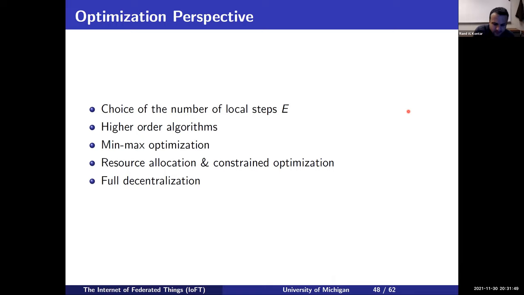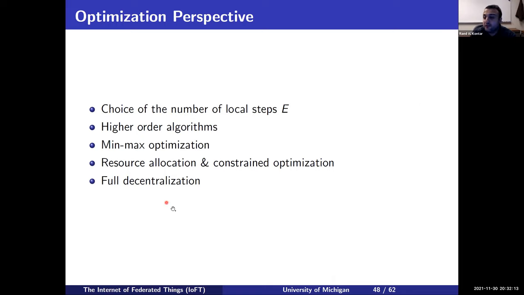How to do min-max optimization in such a situation? In fact, many of the deep and of the fairness formulations can be formulated as min-max methods. How to extend those to federated settings? Then resources: how to add resources? Resources can actually be posed as constraints on my objective. But how do I decentralize a constrained optimization problem? It's also a very interesting question.